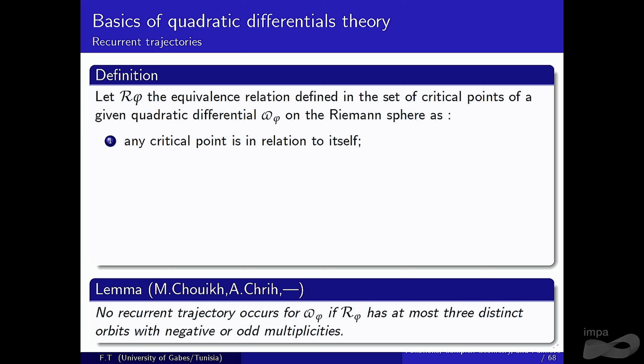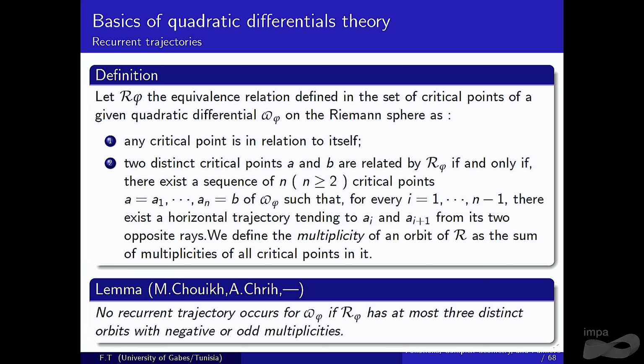more general result. In fact, if we consider the set of all critical points of our quadratic differential, zeros and poles, we define an equivalence relation as follows: any critical point is in relation to itself, and 2 critical points are in relation if and only if there exists a chain of trajectories, critical or not, such that we can go from the first point to the last point following these trajectories.